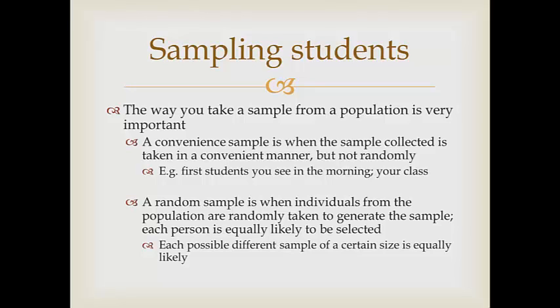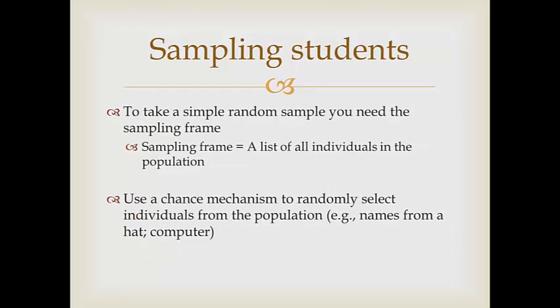A convenient sample is when the sample is collected in a way that's, well, convenient, but not randomly. For example, if you just talk to the first students you see in the morning on campus, or you took a survey of the students in your class, that would be convenient samples. On the other hand, a random sample is when individuals from the population are randomly taken to generate the sample. In this case, each person is equally likely to be selected. Even more specifically, each possible different sample from the population is equally likely to be chosen.